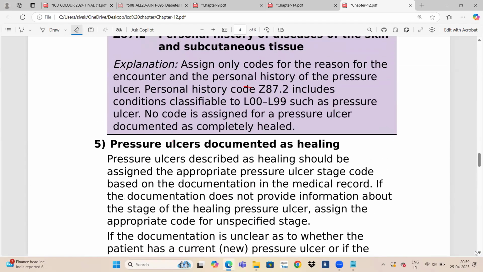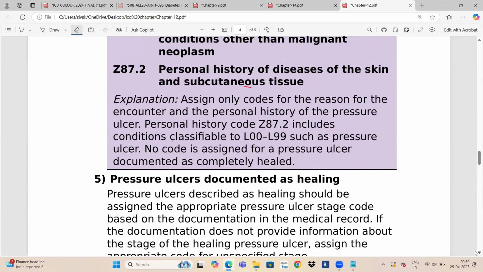Then, if a pressure ulcer is documented as healing, can you code it? Yes, we need to code healing. Healing means it is curing, not completely cured. Healed and healing are different. Remember the difference: healed means completely cured, and healing means getting better day by day. We can code healing. We should not code healed.